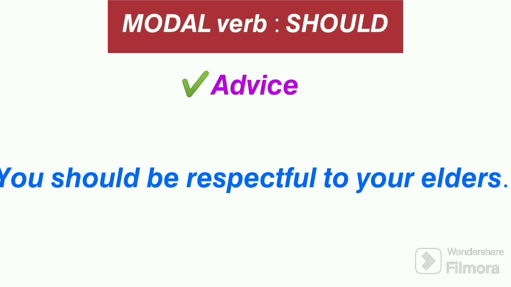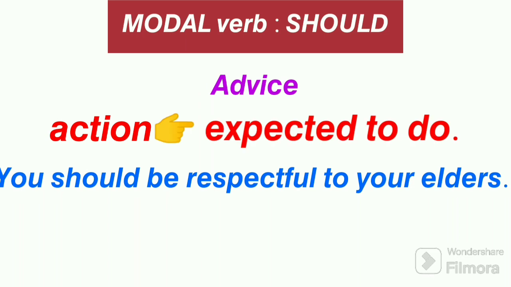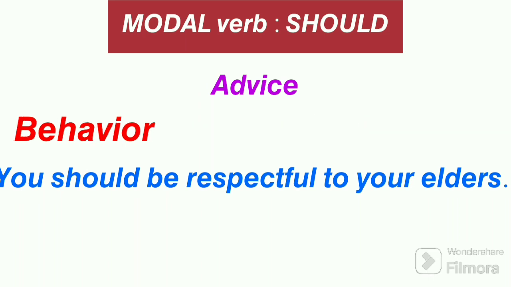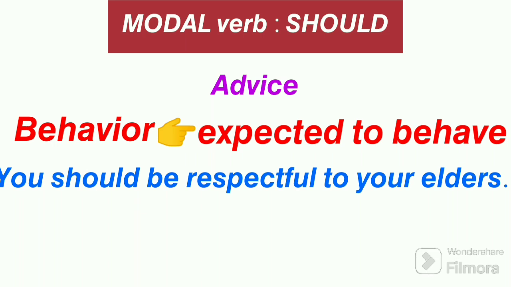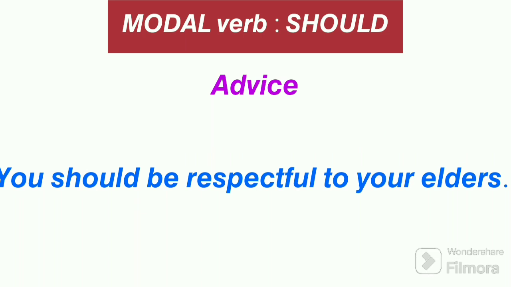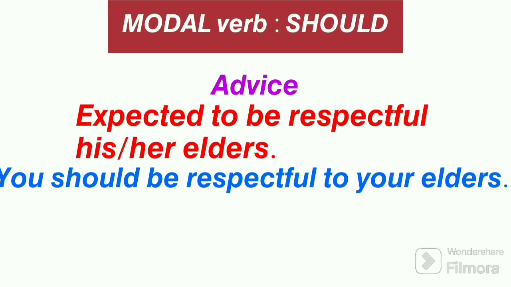An advice is simply an action that someone is expected to do. Or you can say it is the behavior in which someone is expected to behave. So, when we say you should be respectful to your elders, the modal verb should here in this sentence helps to express the meaning that someone is expected to be respectful to his or her elders. This is how the modal verb should helps to express an advice.